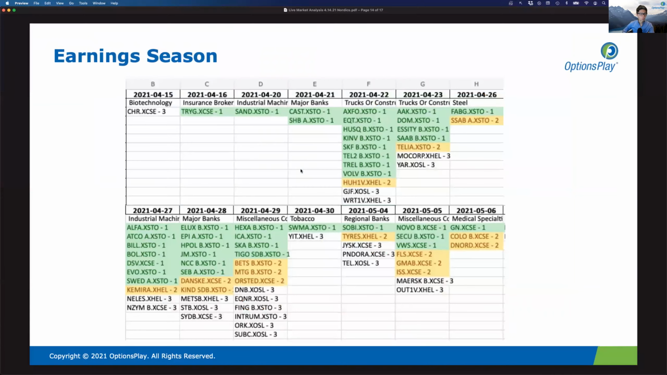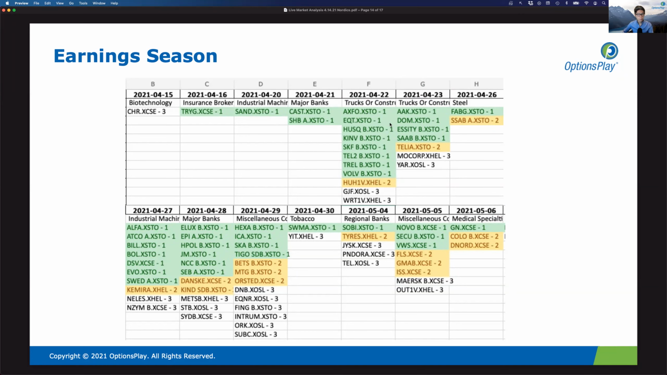So with that, I think what we want to do is take a quick look at the earnings season that's coming up, because we do have major earnings on the 22nd and 23rd of April, the 27th, 28th, and 29th, and then a little bit on the 5th and the 6th. That's where you have the bulk of the earnings season over the next couple of weeks. So these are all the symbols that are reporting on those dates.